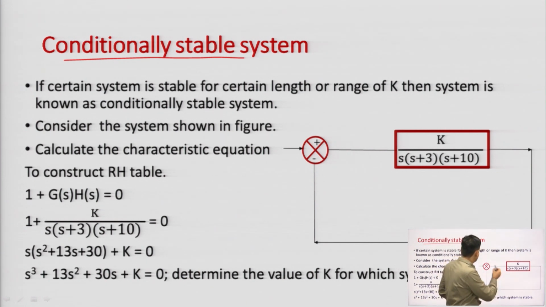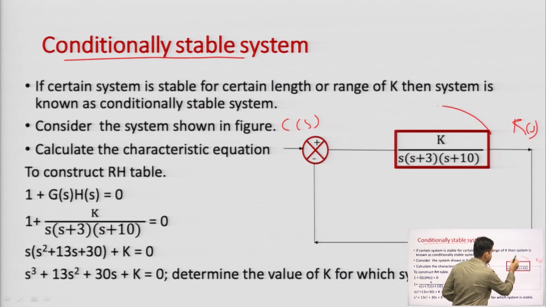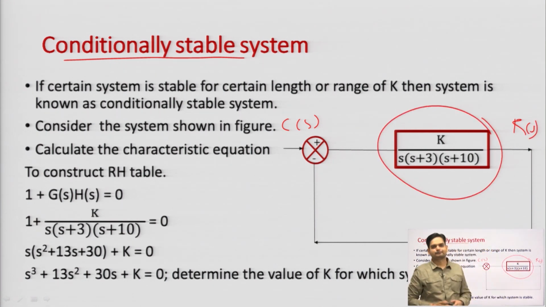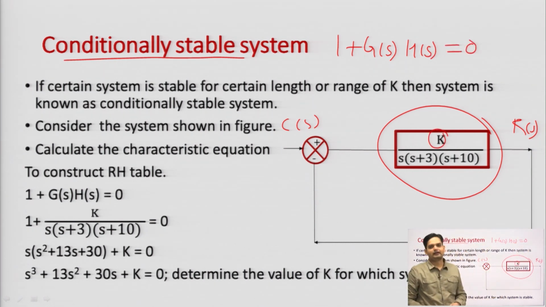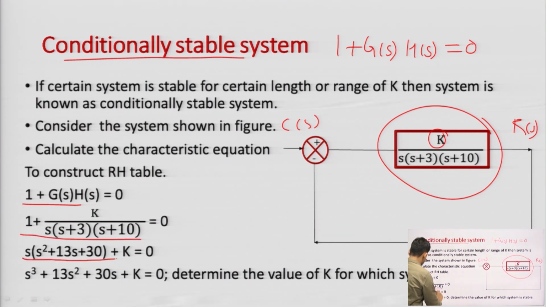So, for that purpose I am assuming that this is my input R(s) and C(s) is coming at the output, and this is my G(s)H(s), in which k is the DC gain of the system. If I would like to write the Routh Hurwitz table, I have to write the 1 plus G(s)H(s) equation. So, when I write 1 plus G(s)H(s) equal to 0, the k term will come into the picture, and this k will decide whether my system is stable or not. After solving, it will come like this.